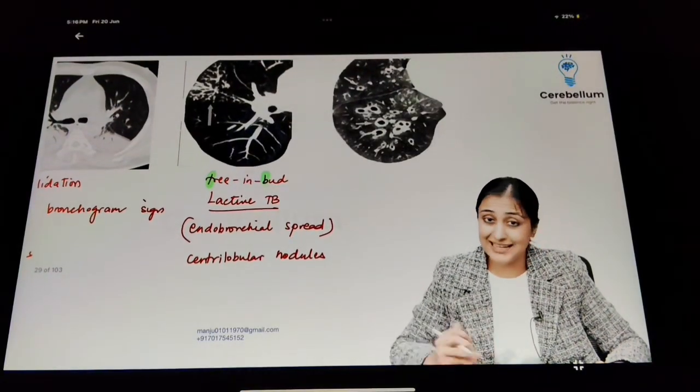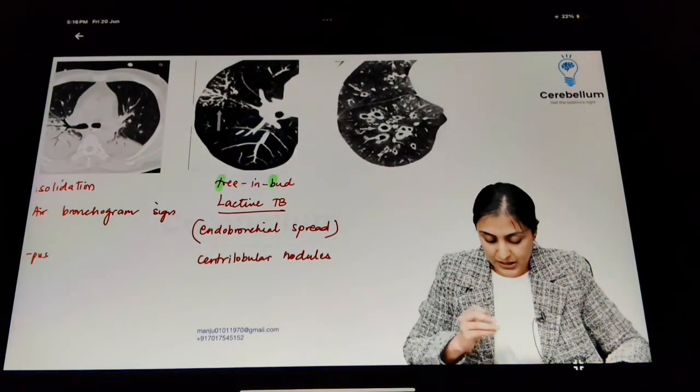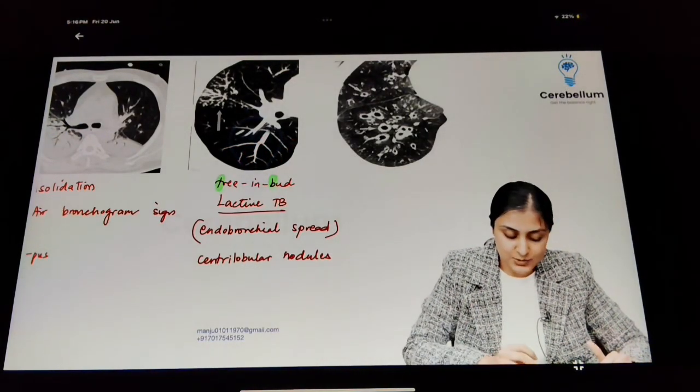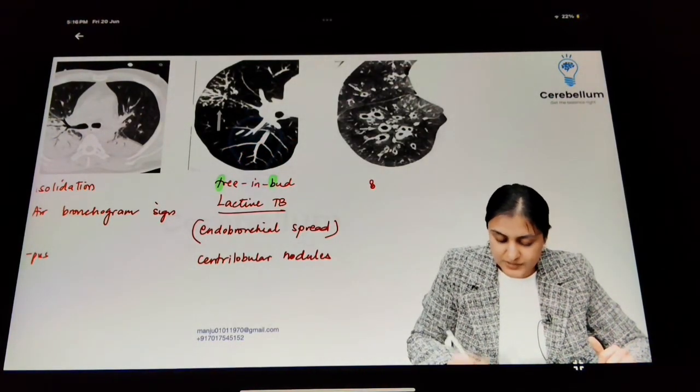Look at the next image. Again, a patient with chronic recurrent cough. What do we see? Now, normally, when you see these white lines on the HRCT, they are the bronchovascular bundle, as we said. Normally, the artery and the bronchus, both of them are the same size.